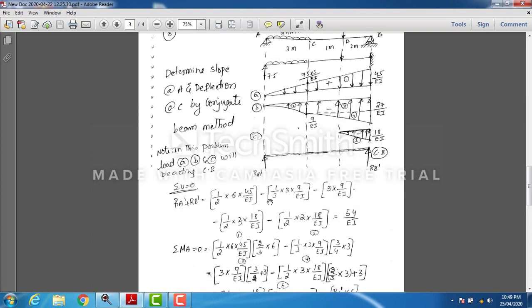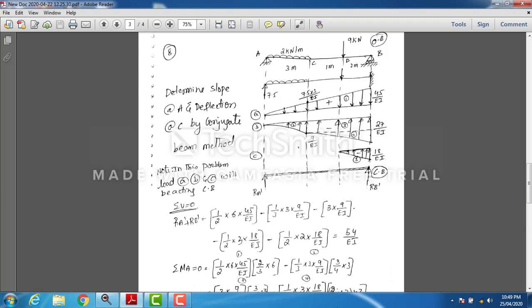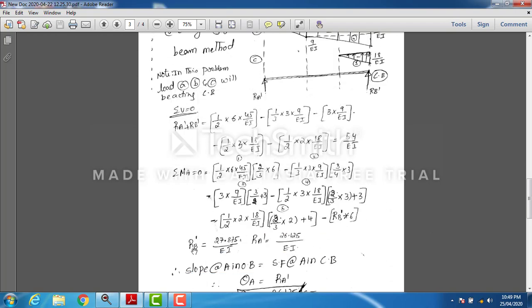So this load is coming clockwise, whereas these two loads will be coming in the anti-clockwise direction. Accordingly, I have taken minus here. For clockwise positive, anti-clockwise minus. So RB dash also comes in the anti-clockwise direction towards A. It is RB dash into 6 about A. So finally we will find what is RB dash and RA dash.